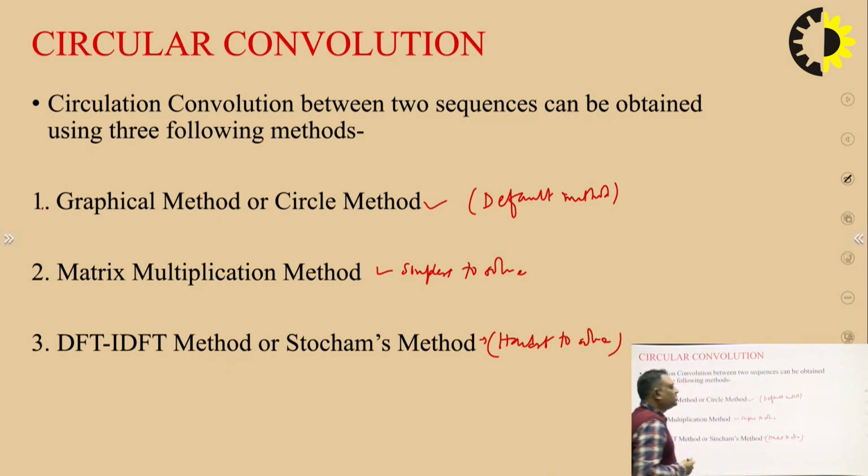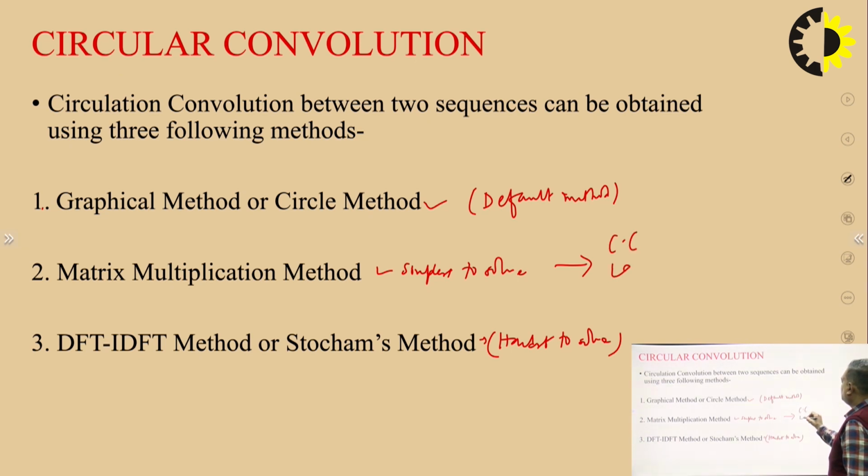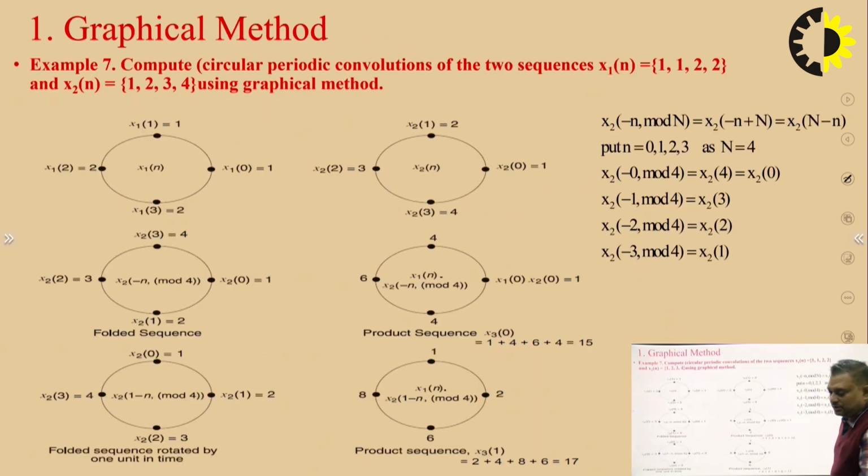But if we talk about the computational complexity of all these methods, then one is computational complexity large, one is computational complexity small, and this is the computational complexity moderate. Okay, so we will see these methods by some examples and how we will solve the circular convolution between two sequences using the graphical method, matrix multiplication method or DFT-IDFT method. Okay, so now take an example.